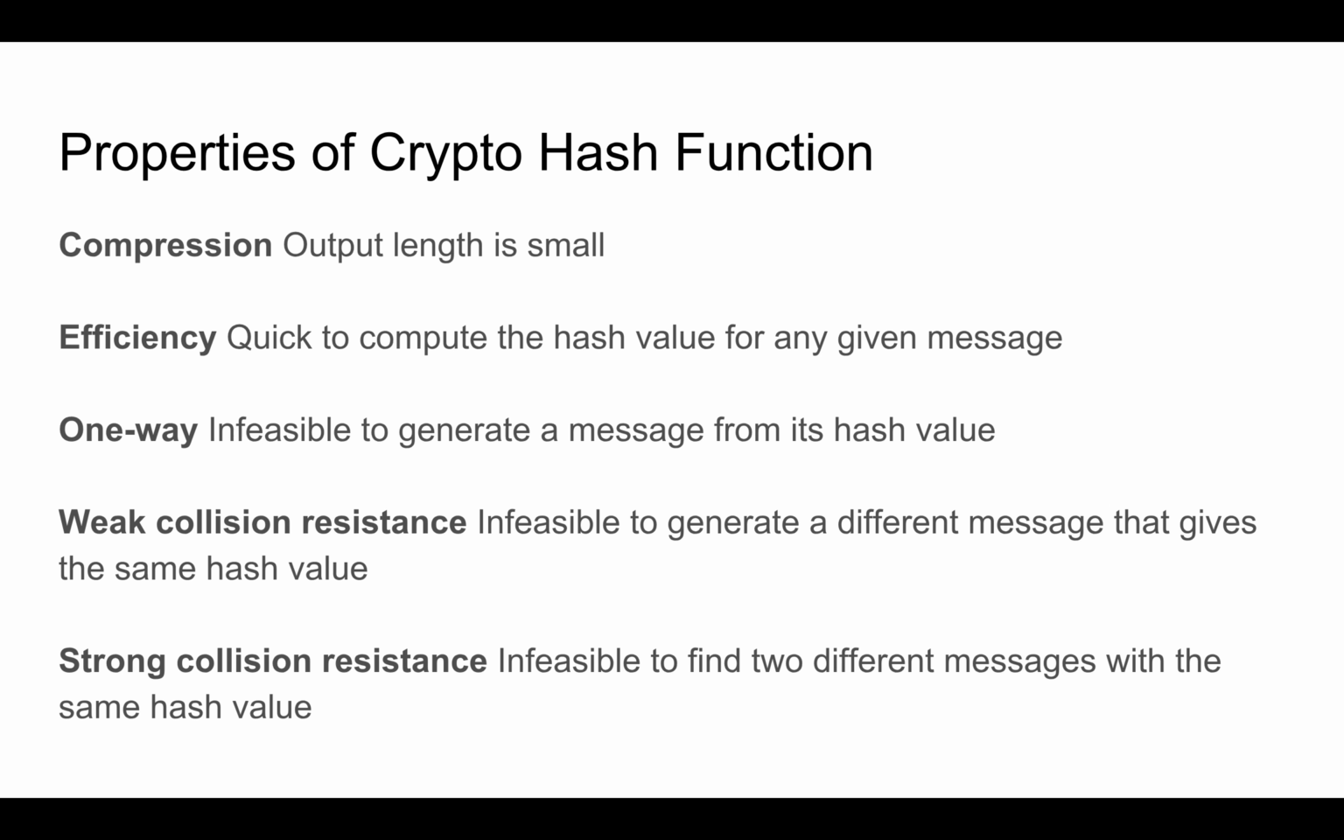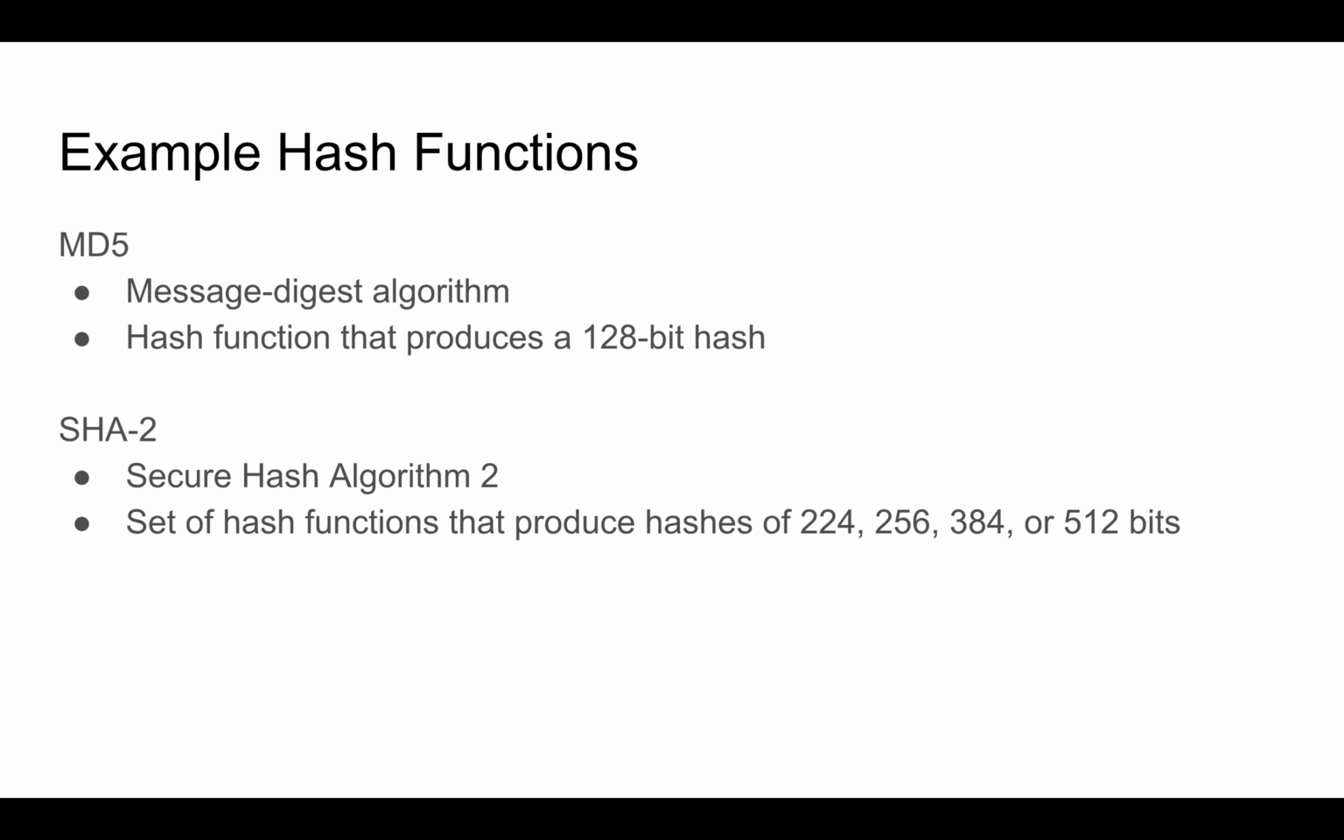Hash functions will have the following properties: compression, efficiency, one-way, weak collision resistance, and strong collision resistance. Some examples of hash functions are MD5, which produces 128-bit hash values, and SHA-2, which is a set of hash functions that produce hashes of various sizes.